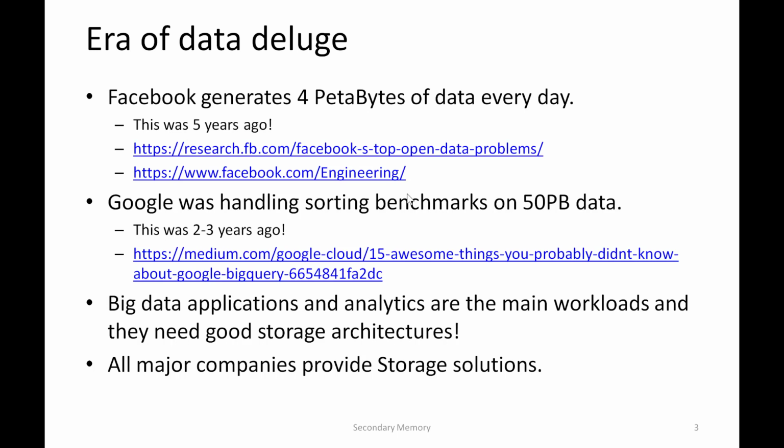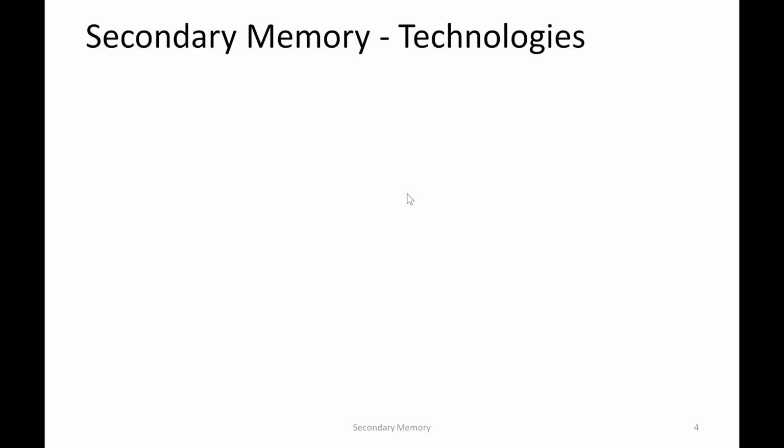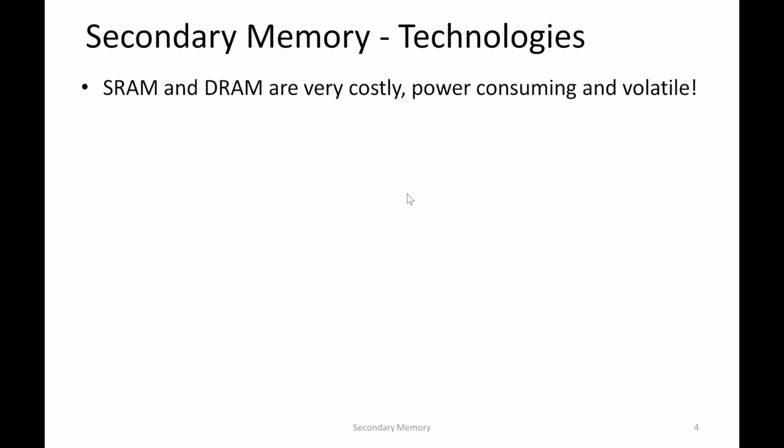So let's look at the storage in more detail. Historically, there are many technologies that have existed for the secondary memory. If you have a question why we can't use the SRAM and DRAM for storage too, it's primarily because they are very costly and they consume huge amounts of power. Also, they are volatile in nature. It means the moment you switch off your system, all the data you are working with is gone. We don't typically like such a setup for storage.